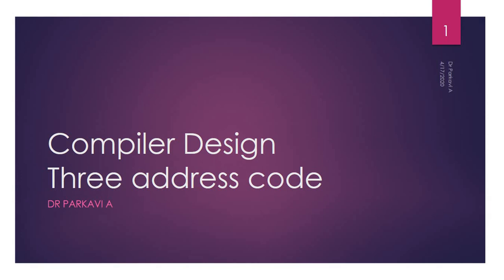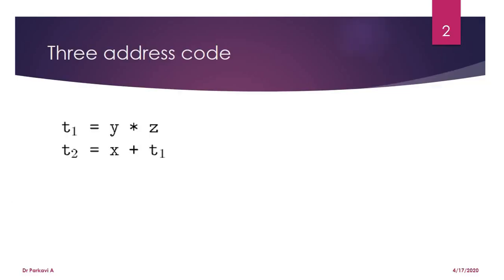So in this video we are going to discuss compiler design 3 address code. Here first we'll discuss 3 address code. Here y and z are multiplied and the value is assigned to temporary variable t1. Similarly, the contents of x are added to temporary variable t1 and stored in t2.